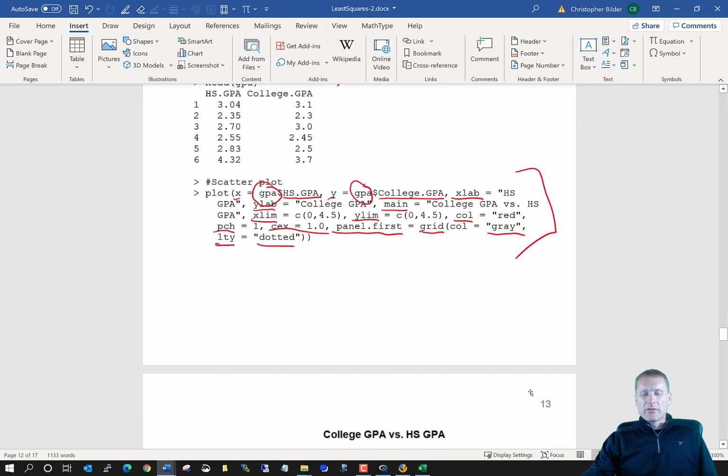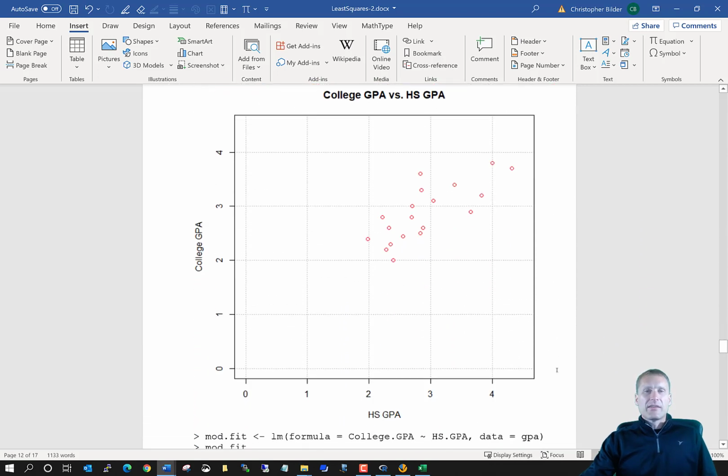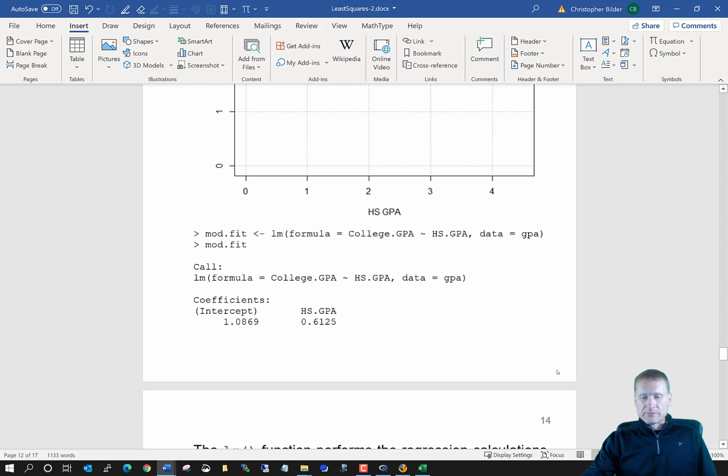Okay, so here's our plot. Again, we can see that we have this nice relationship between high school and college GPA. We want to find a line that goes through the middle of those points.